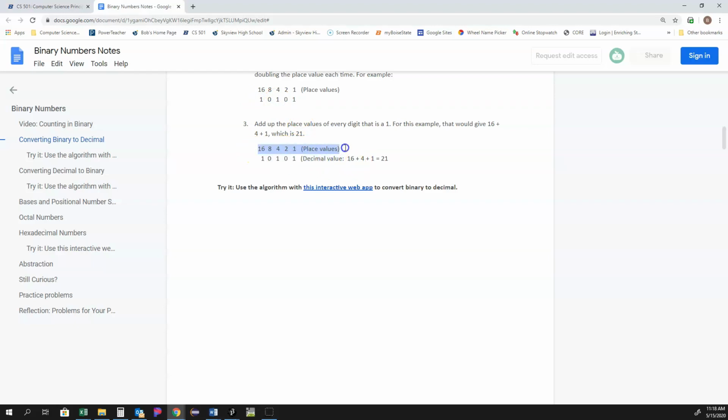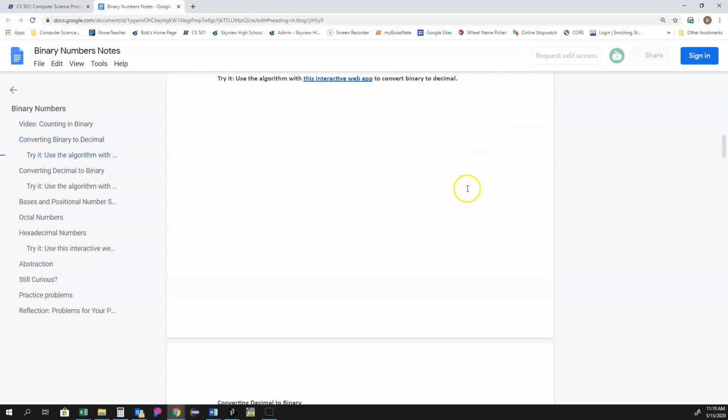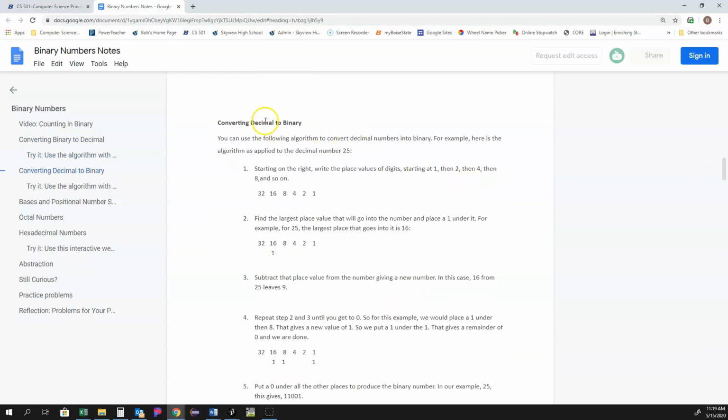So we have our place values for our binary system, and we have our binary number here. We're going to convert it into decimal. The ones place is turned on, the 4 is turned on, and the 16 is turned on. So we would add those up: 16 plus 4 plus 1 equals 21. So 21 represented in binary is 10101.